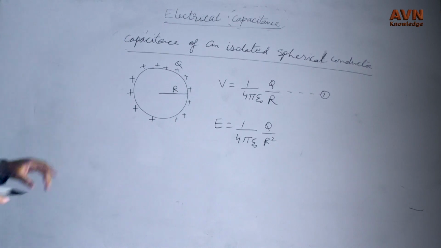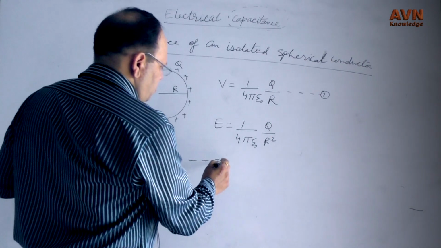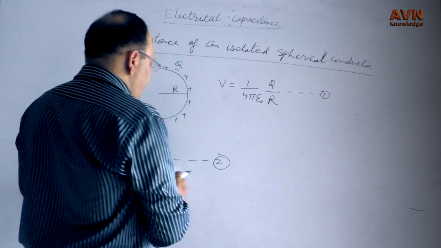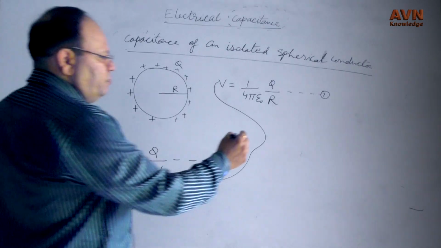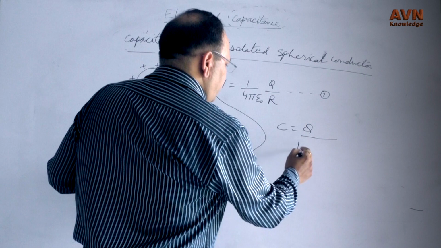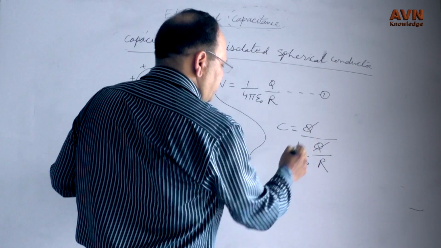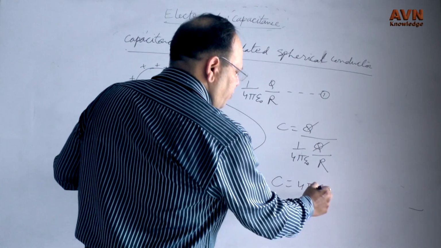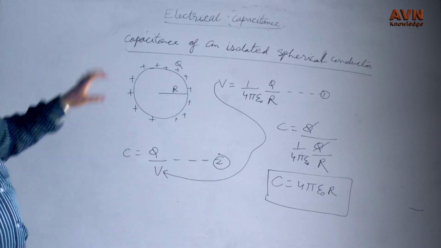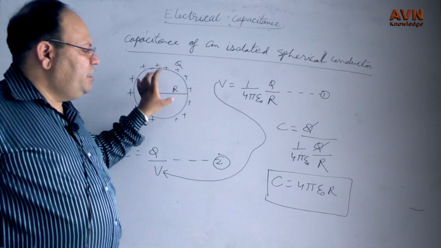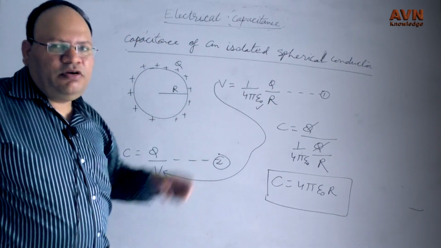So here we have to calculate the capacitance. What is the definition of capacitance? Charge upon voltage. Put the value of electric potential from the first equation into the second equation. So C equals Q upon 1 upon 4 pi epsilon naught Q upon R. Here Q and Q cancel out. So C equals 4 pi epsilon naught R. That is the capacitance of an isolated spherical conductor. In which condition? In vacuum condition, because I have taken the vacuum value in this epsilon naught.